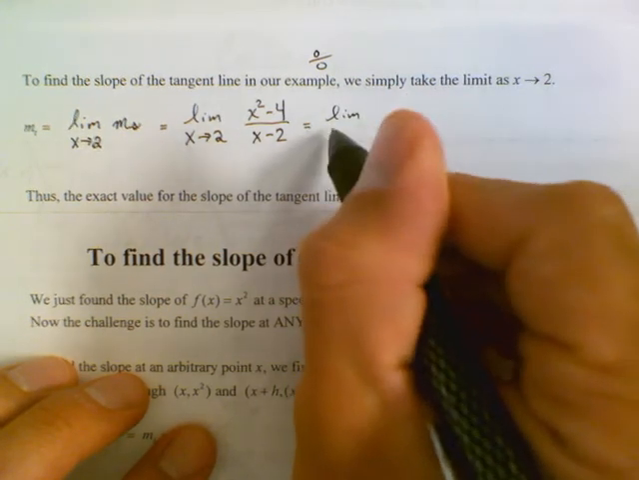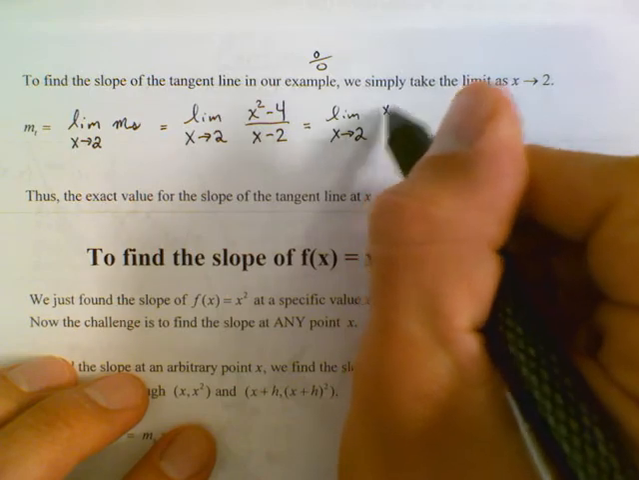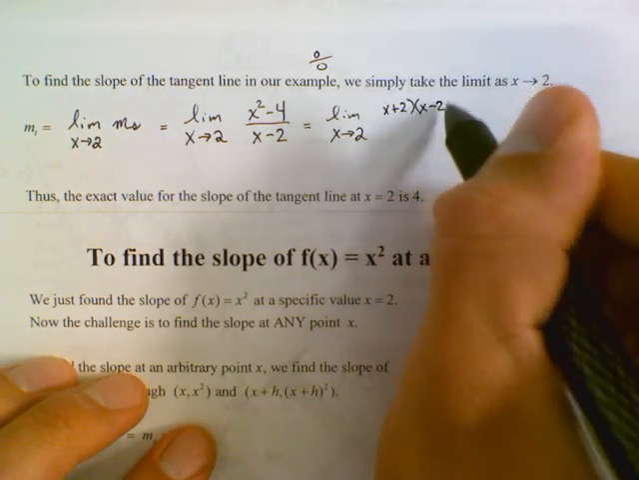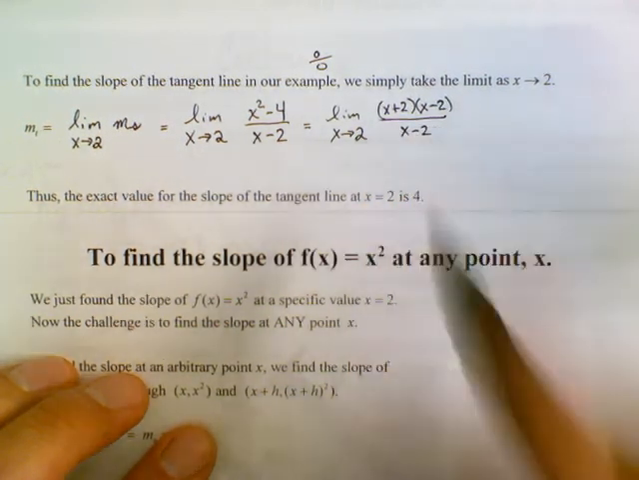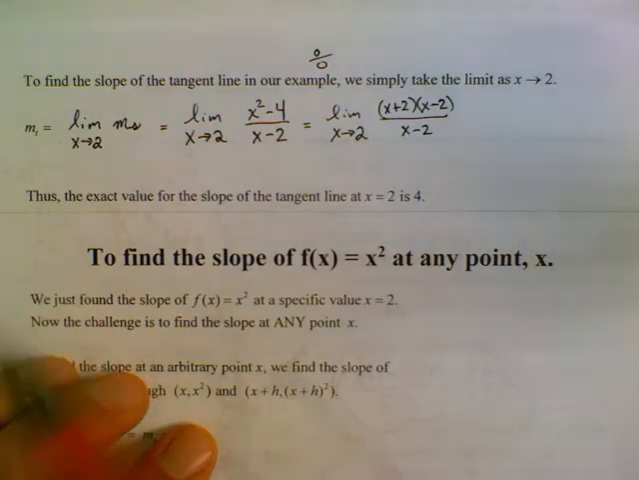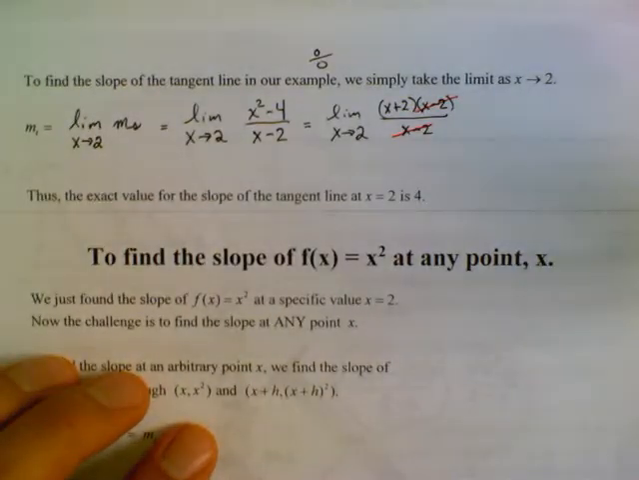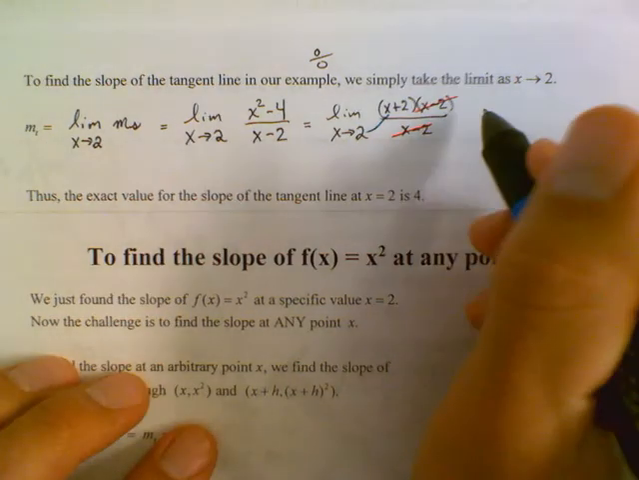We need to rewrite this expression as an equivalent expression. So we'll write x plus 2 and x minus 2 on top by factoring, x minus 2 on the bottom, and you can see that the x minus 2's can cancel out. Once they've canceled out, feel free to go ahead and drop the 2 in where it belongs, and you'll see that your final answer is 4.